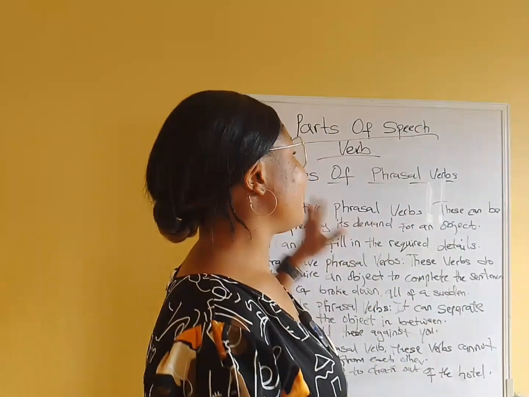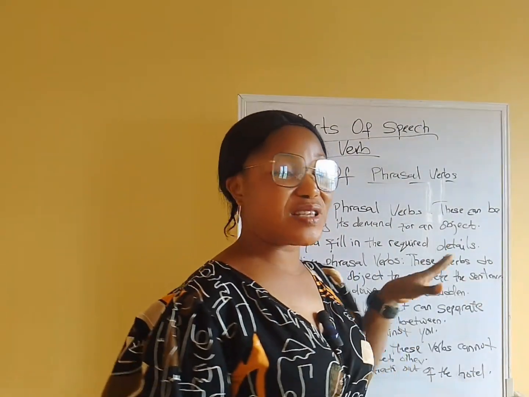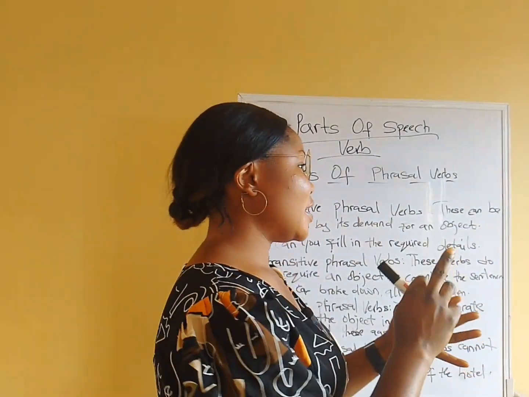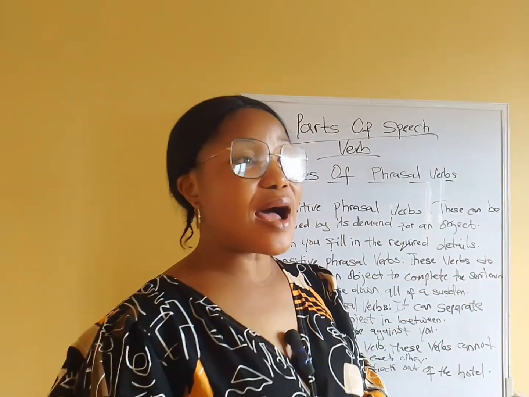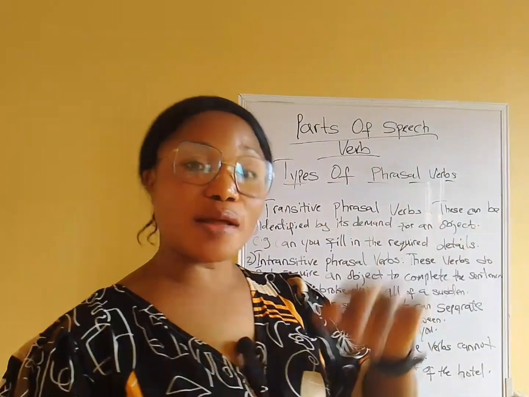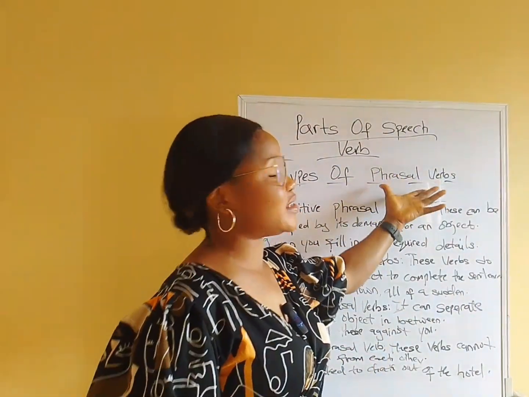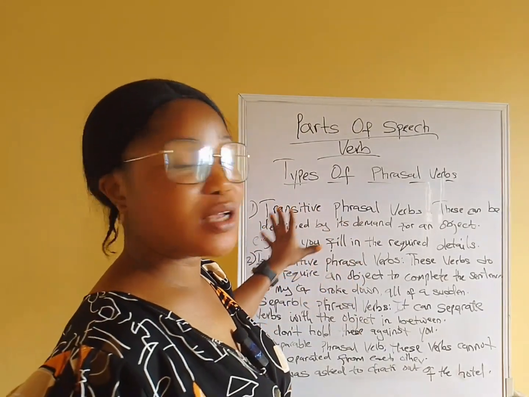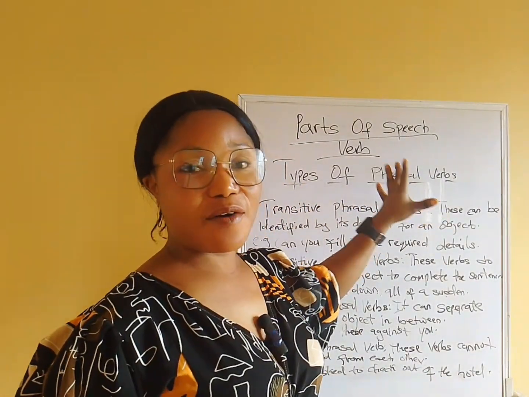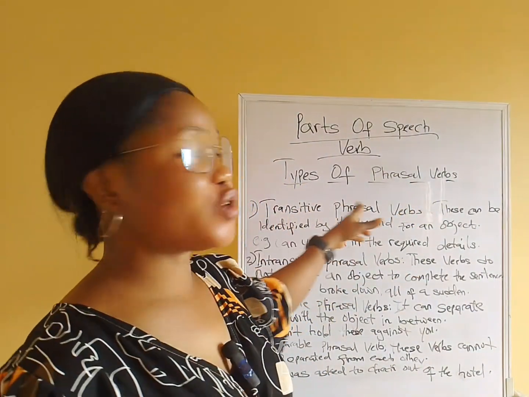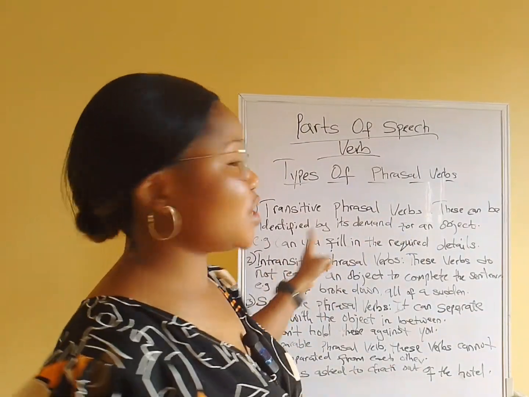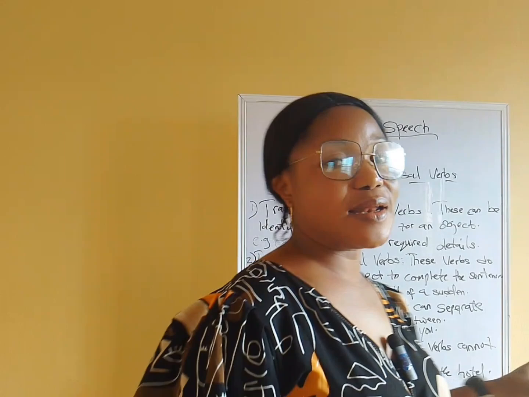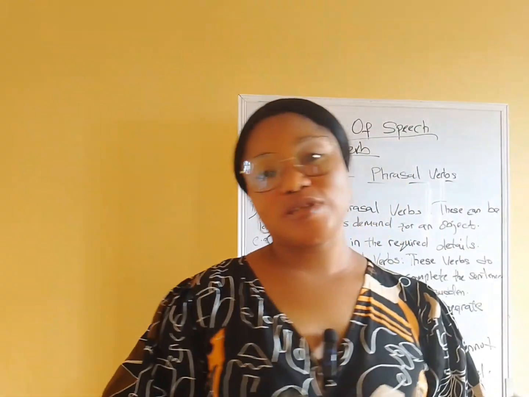So these are basically the four types of phrasal verb that we have. Remember, we have types of verb. We have discussed the auxiliary, the modal, and the phrasal verb. So under the phrasal verb now, because phrasal verb also has types, I've tried to highlight with examples the types of phrasal verb that we have. So we have transitive phrasal verb, intransitive phrasal verb, separable phrasal verb, and inseparable phrasal verb.